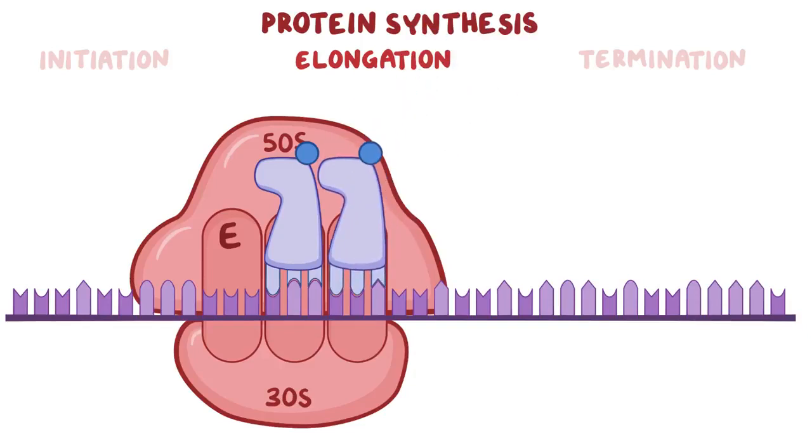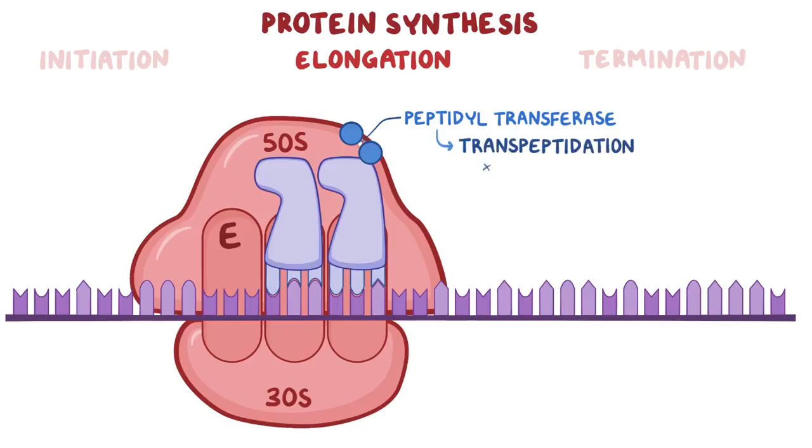After the next tRNA binds at the A site, the amino acid detaches from the tRNA in the P site and gets attached to the amino acid in the A site by the enzyme peptidyl transferase. This step is called transpeptidation, because the peptide chain is transferred from the P site tRNA to the A site tRNA. Now the A site has the newly formed peptide chain dangling from it, while the P site has an empty tRNA with no amino acids.